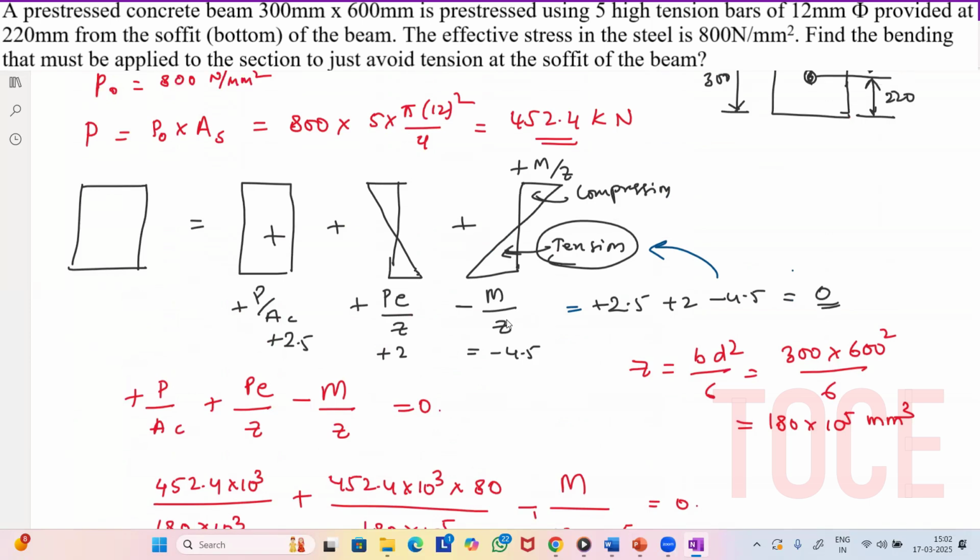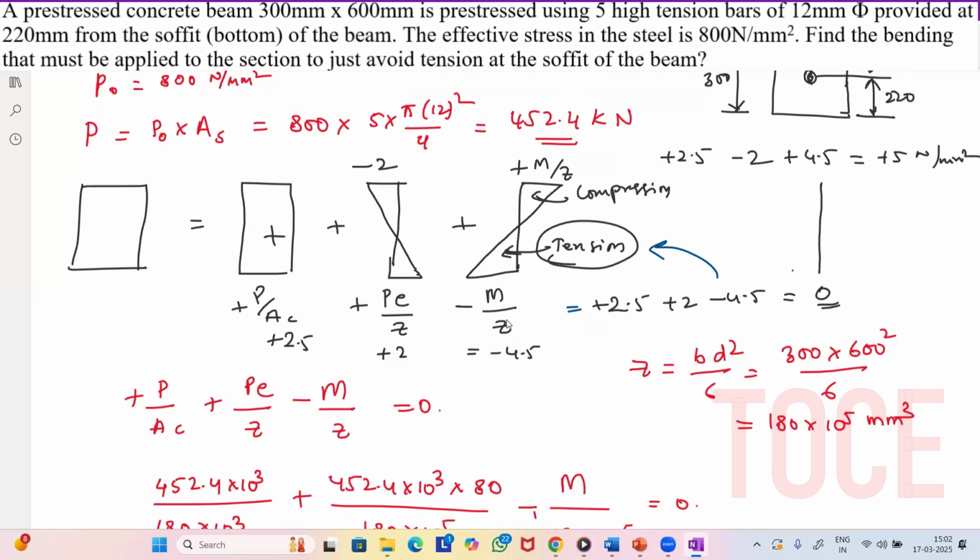At the top we'll get some compression stress. At the top it will be plus 2.5 and minus 2, because due to the eccentricity of the tendon, it will be minus 2 on top. Next, plus 4.5. So it will be around plus 5 Newton per mm square.